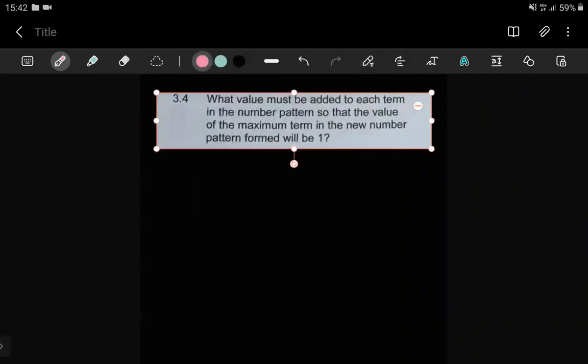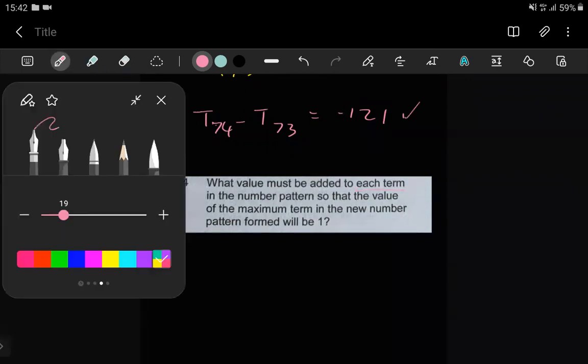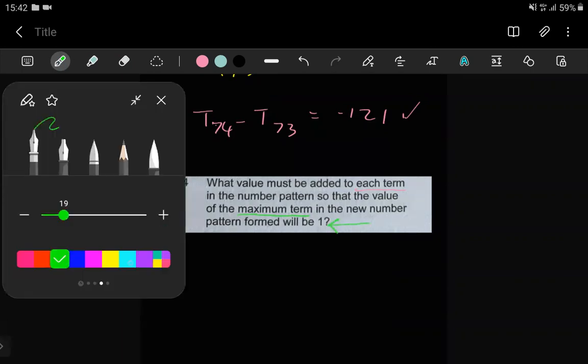What value must be added to each term in the number pattern so that the value of the maximum term in the new number pattern will be 1? Oh, well, I don't think this question is too difficult.